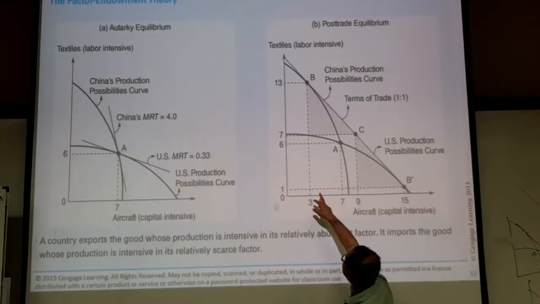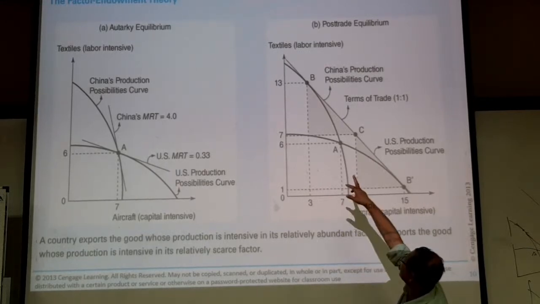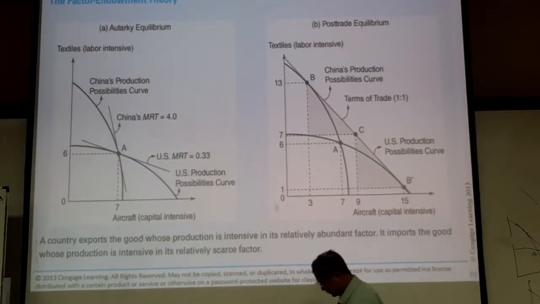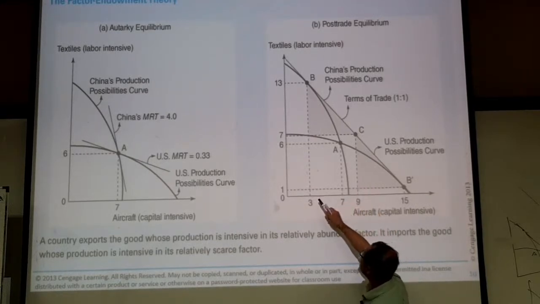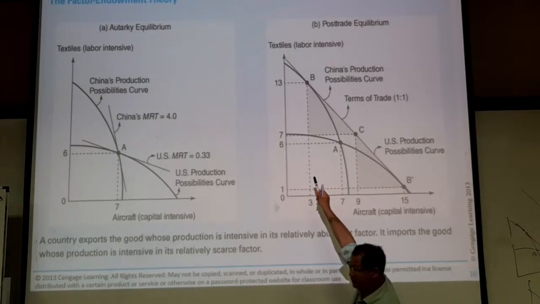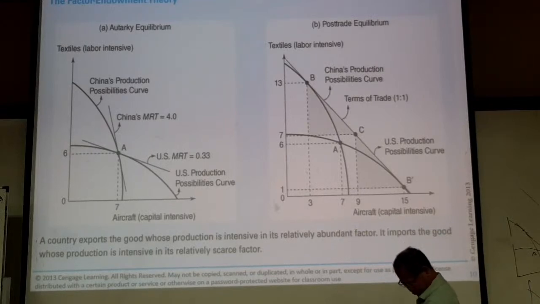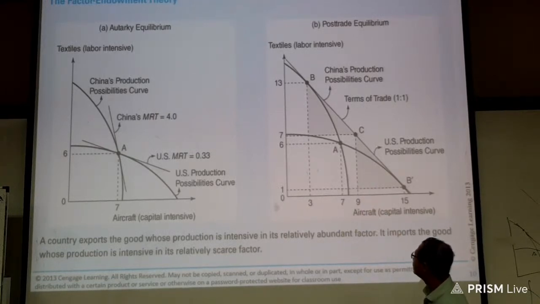And for China, specializes in the production of textile. B is the production specialization with trade. So consume only C, consume C. So produce 13 textile, but consume only 7 textile. So 6 is the export of textile to United States.